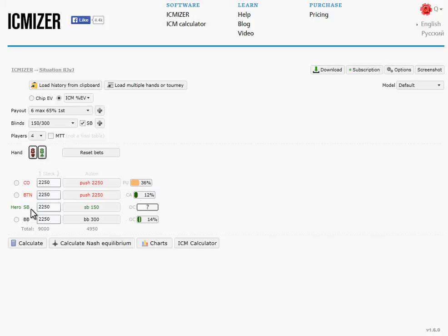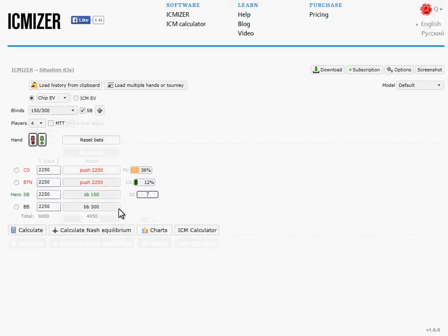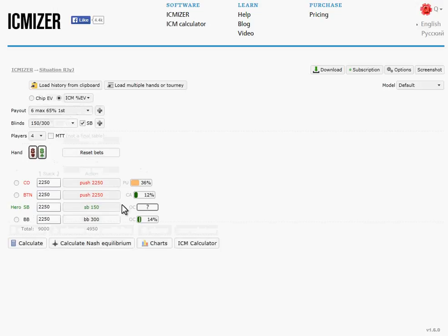Here I have moved to the small blind position in order to see that we are now asked by ICMIZER to provide an overcall range for the big blind. If we switch to chip EV mode, we can see that this is not required. Why? Because we really don't care what happens when we fold, as I told you before. When we are in ICM mode, we now care about what happens when we fold, so we need to provide a big blind calling range.